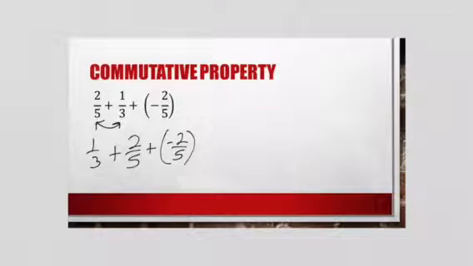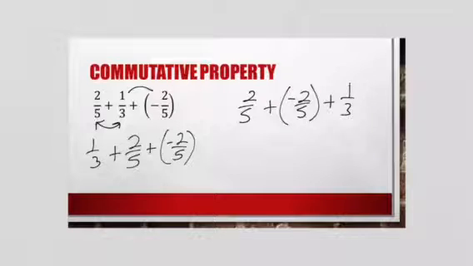Or I could have done it the other way. I could have 2/5 plus negative 2/5 plus 1/3. I could have switched these two like that. So the commutative property basically says when you're adding, and everything has to be adding, you can switch the places of the things that you're adding.